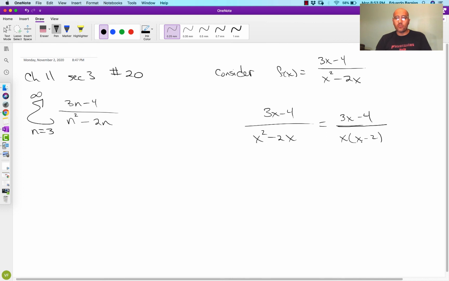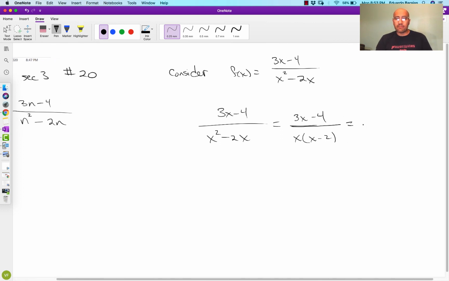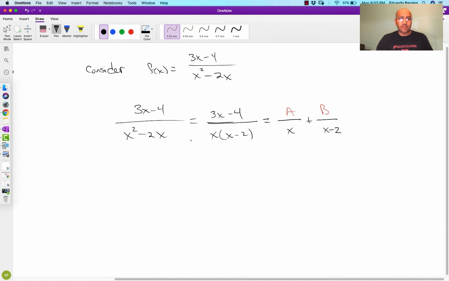And so, by the rules of partial fraction decomposition, I know I can find a fraction with the x in the denominator plus another fraction with the x minus 2 in the denominator. And I know that there's going to be a couple of constants I have to determine. Constant there and some constant there. Okay, so I'm just going to copy this over here. This is 3x minus 4 divided by x times x minus 2 equals A over x plus B over x minus 2.